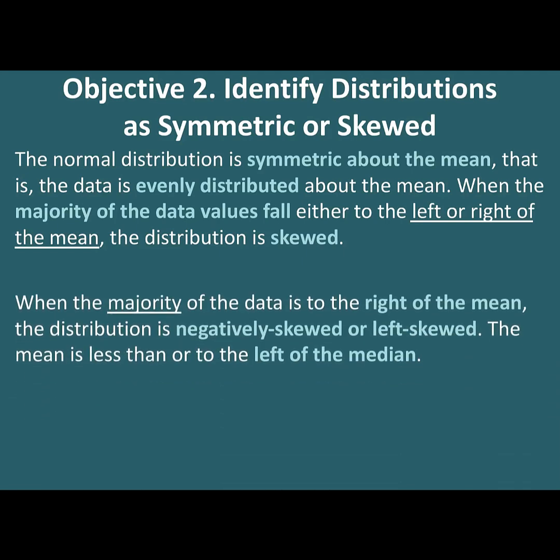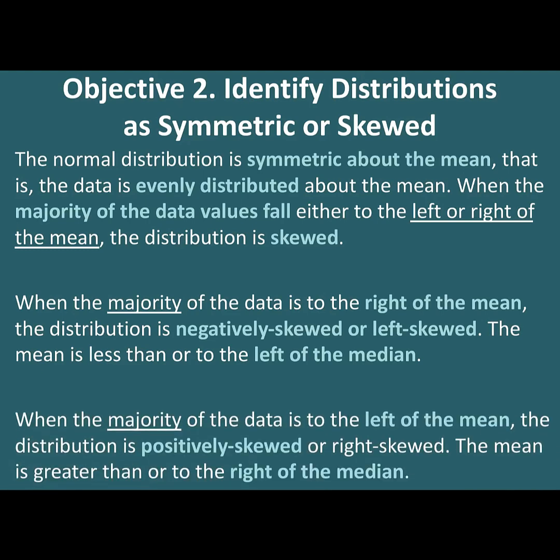When the majority of the data is to the right of the mean, the distribution is negatively skewed or left skewed. The mean is less than, or to the left of, the median. However, when the majority of the data is to the left of the mean, the distribution is positively skewed or right skewed. The mean is greater than, or to the right of, the median.